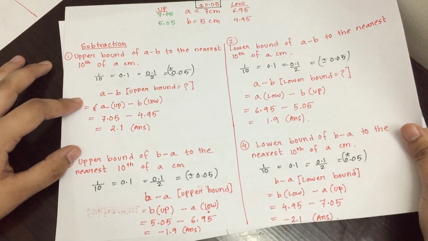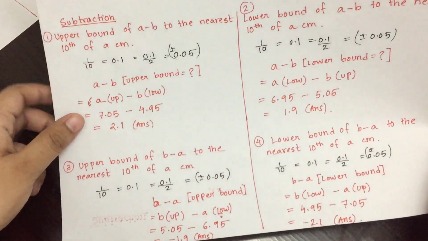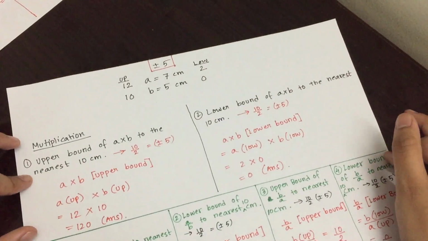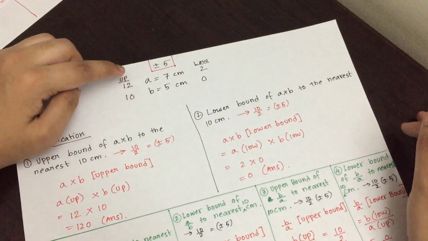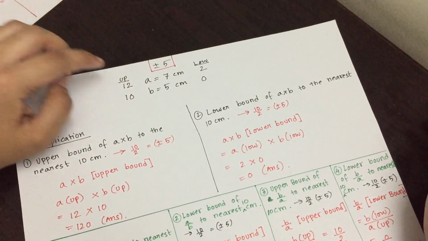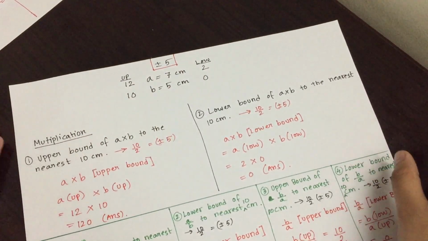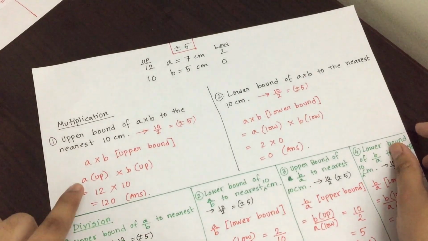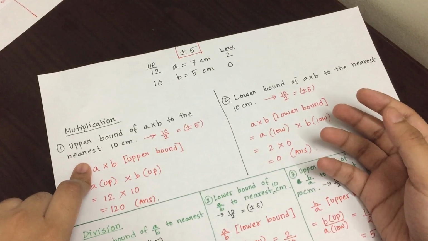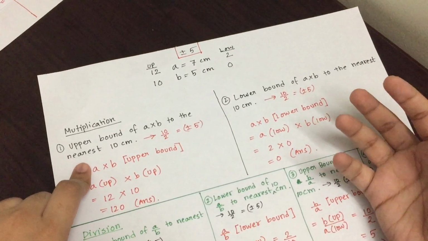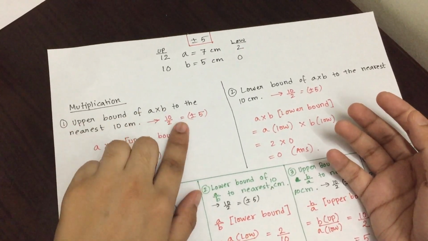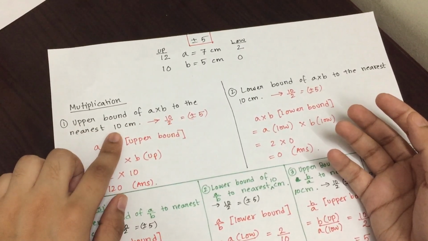Now let's move on to multiplication and division. Here again, A and B, I've taken two numbers, 7 and 5, and I've written up and low here. Now let's move on to the question. I have told you guys to find out the upper bound of A times B to the nearest 10 centimeter.